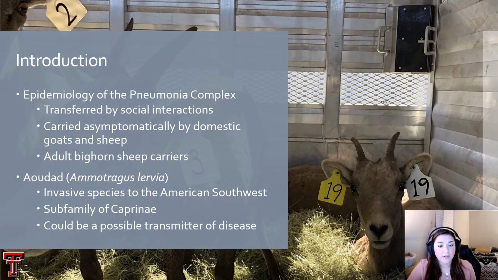So that brings us down to the American Southwest. Why do we care down here? Well, of course, many of you know we have aoudad, which is an invasive species to Texas. Aoudad are in the same subfamily, Caprinae, as domestic sheep and domestic goats and bighorn sheep. And so due to that close relatedness to bighorn sheep, this makes them a possible transmitter of disease.